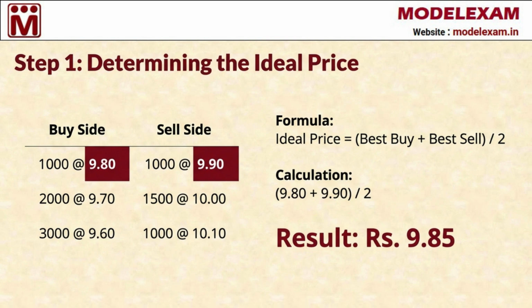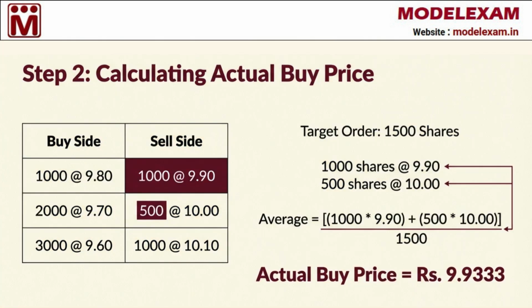To calculate impact cost, step 1 is finding the ideal price. The formula is the best buy price plus the best sell price divided by 2. If the best buy is 9.80 and the best sell is 9.90, the ideal price is 9 rupees 0.85. Step 2 is finding your actual buy price. If you want to buy 1500 shares, you might buy 1000 at 9.90 and 500 at 10 rupees. By averaging these, your actual buy price becomes 9 rupees 0.9333.